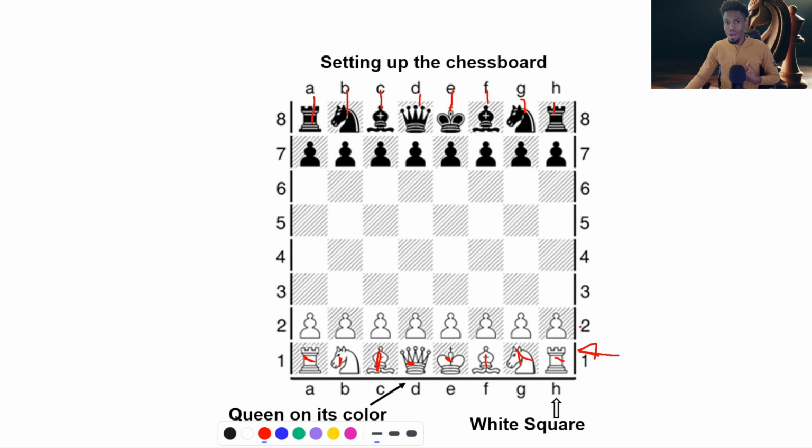The white pawns will go on the second rank, and the black pawns will go on the 7th rank, okay? So that is for you to remember. Let's go to the next slide.